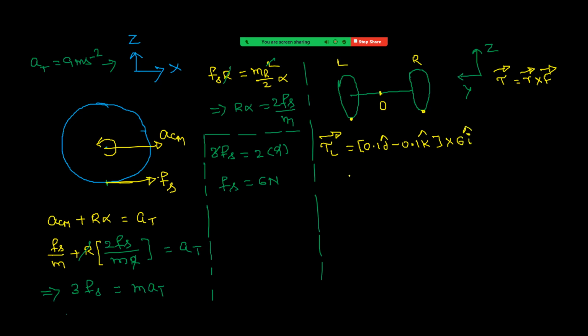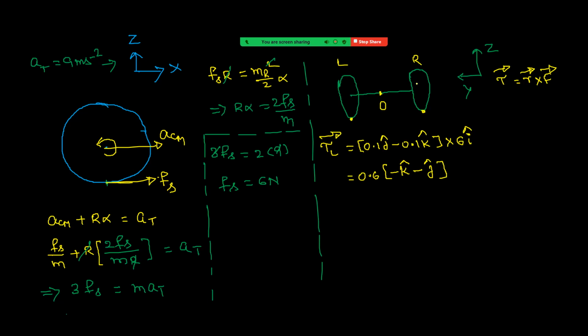Okay. Now see, 0.1 and 6. Take 0.6 outside. Remaining is now J cap cross I cap. That is minus K cap, right? J cap cross I cap is minus K cap. Next, minus K cap cross I cap. That is J cap. This is now the torque of frictional force about this point O.